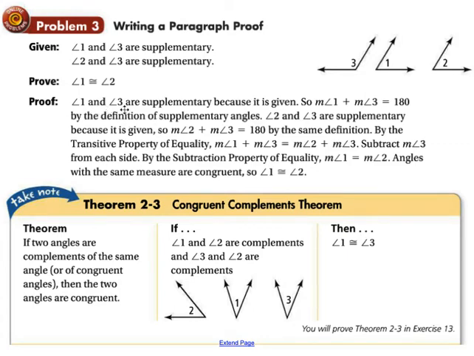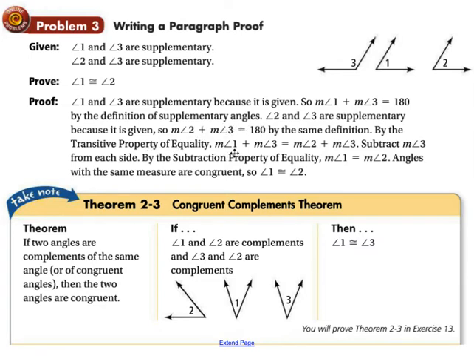So angle 1 and angle 3 are supplementary because that's given to us. So angle 1 plus angle 3 is 180, and that's the definition of a supplementary angle. Angles 2 and 3 are supplementary, and that's given. So again, the measures of those 2 angles added together gives us 180 by the same definition. Now, we have 2 things equal to 180. 1 plus 3 is 180, 2 plus 3 is 180.